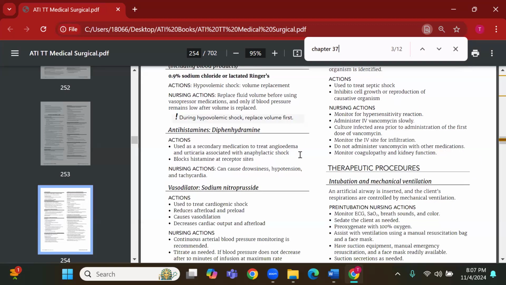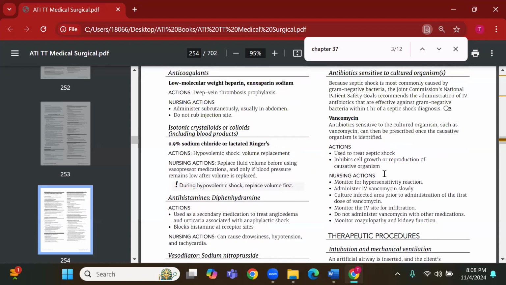Look at our diphenhydramine. Used as a secondary med to treat angioedema, urticaria, which is itching associated with anaphylactic shock. Blocks histamine at the receptor sites. So it's going to keep the body from producing as much histamine. If somebody's already vasodilated, we're not going to give them a vasodilator on this test, right?